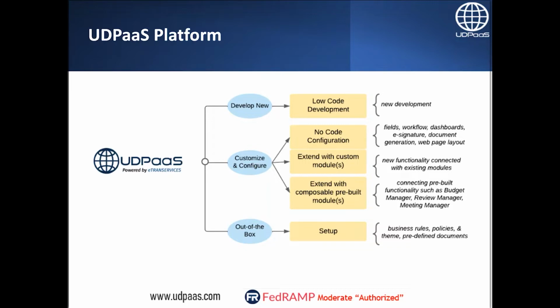For example, the UDPaaS Grants Management module can be extended to include a custom contracts module, or you can customize through composable pre-built modules such as Budget Manager to track a hierarchy of budget balance, or Review Manager to manage committee reviews and application scoring. The third and last deployment option is out of the box. UDPaaS products such as applicant tracking with an initial setup of business rules, policies, and branding with logos is all that is needed.